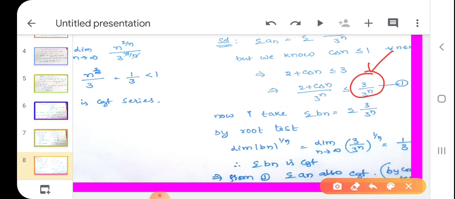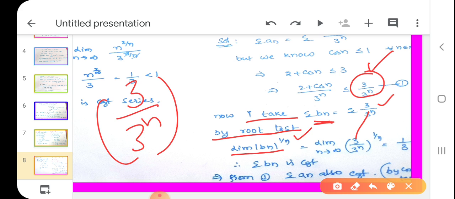Which test did we use here? Same, the root test. Now this is the other series, so I let bn equal summation of 3 by 3 power n. By the root test, what do we write here? The limit as n tends to infinity of bn whole power 1 by n, that is, 3 by 3 power n, whole power 1 by n.